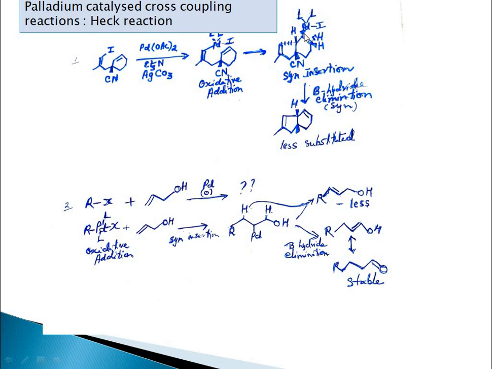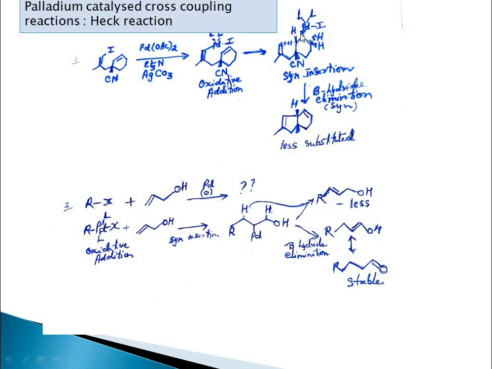After this, reductive beta hydride elimination will take place, and that elimination is also syn. How will it be syn? It will be syn because, see, now this is dash and this hydrogen present here is wedge. So this hydrogen and this are not on the same side; they are anti. So this hydrogen can't be eliminated as hydride.